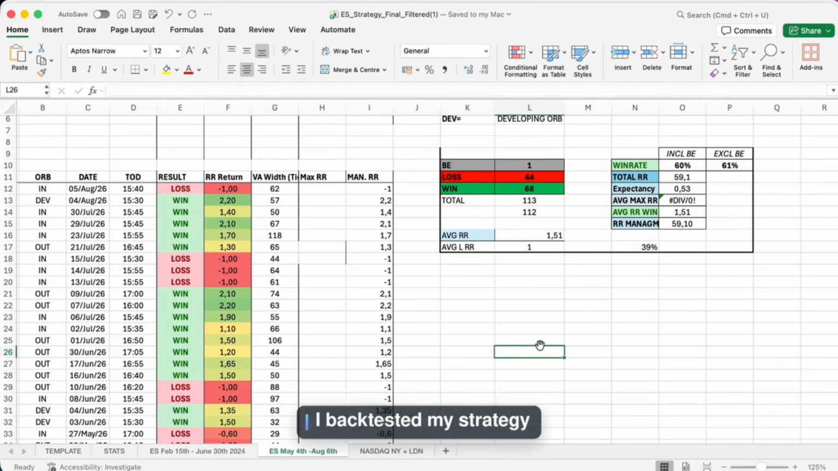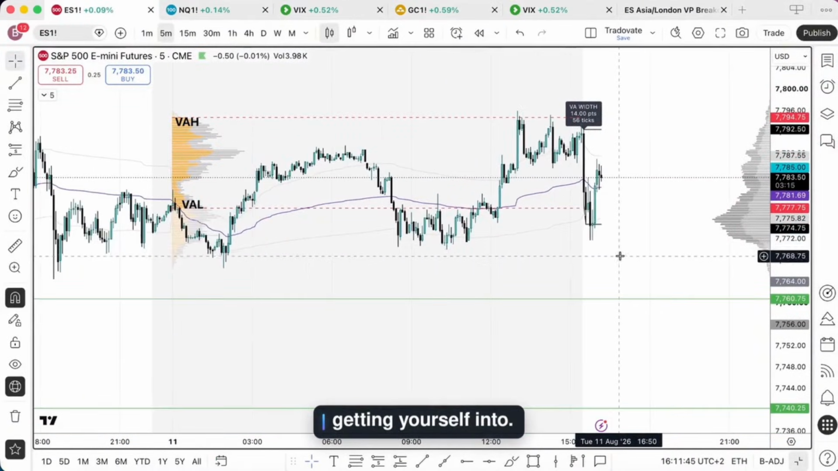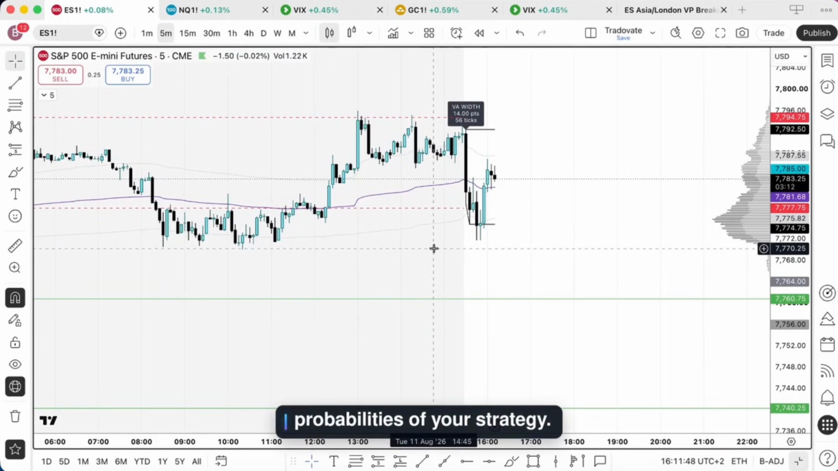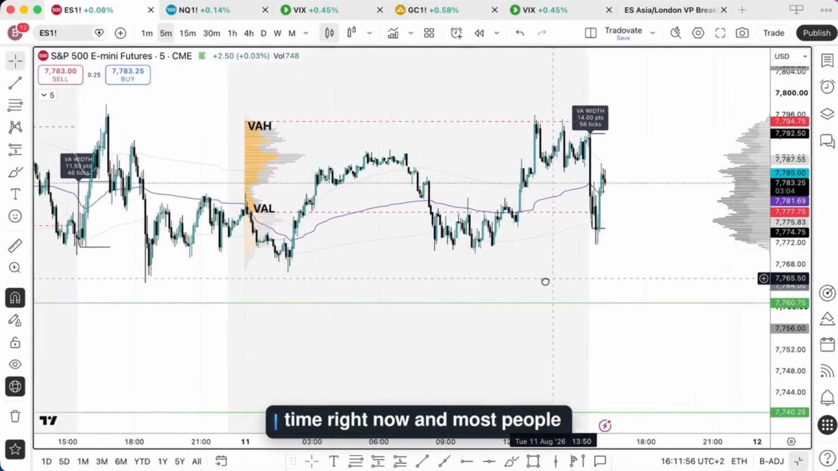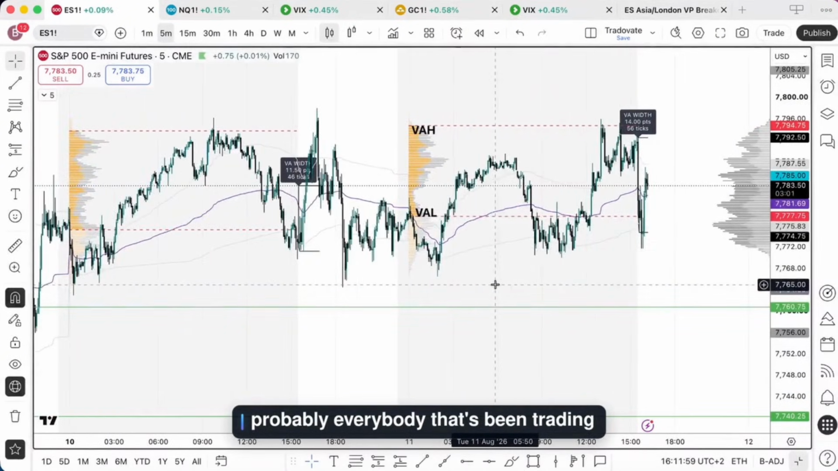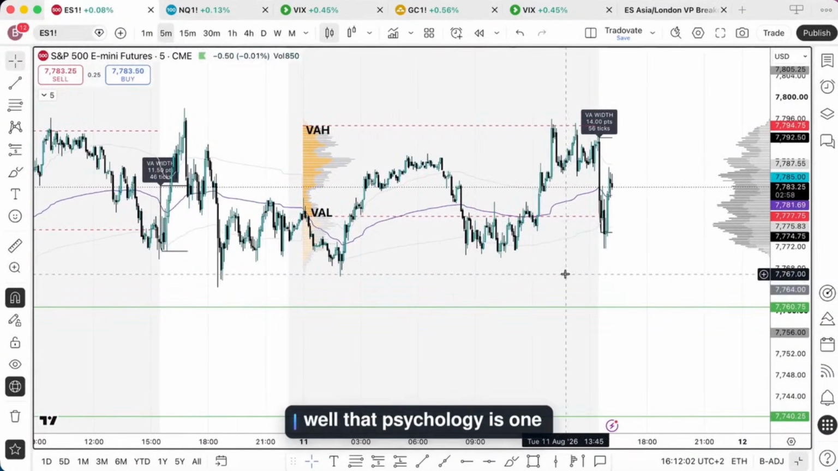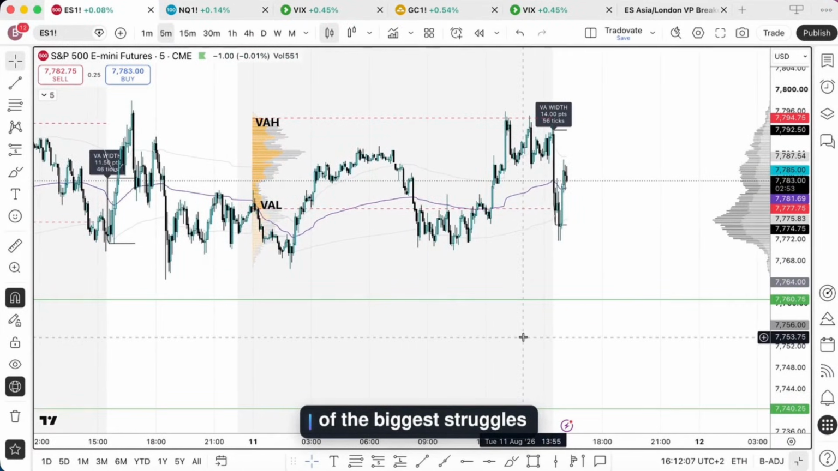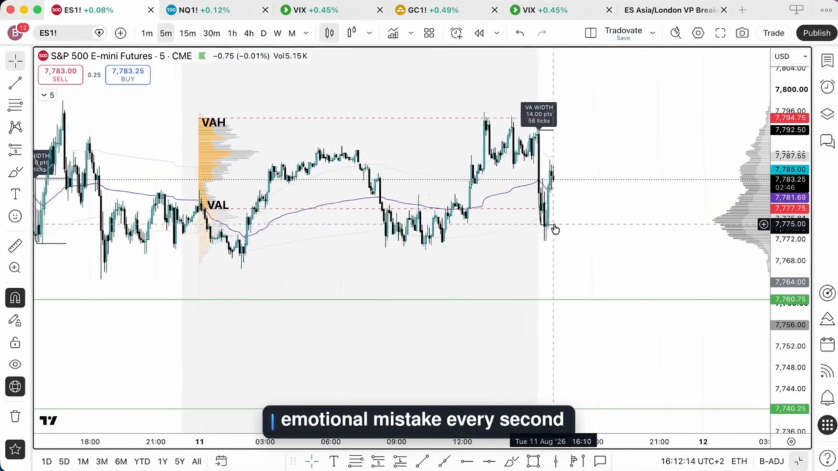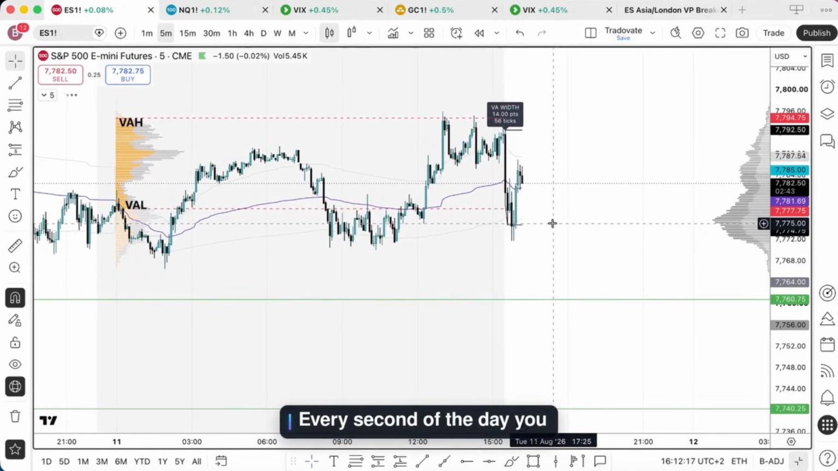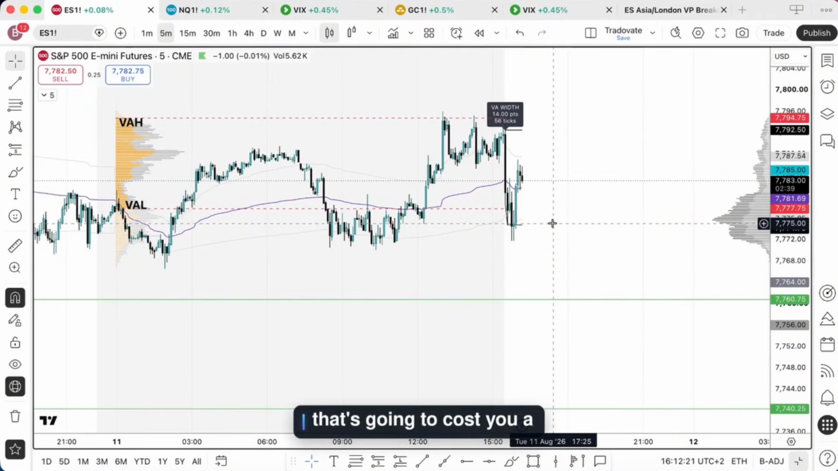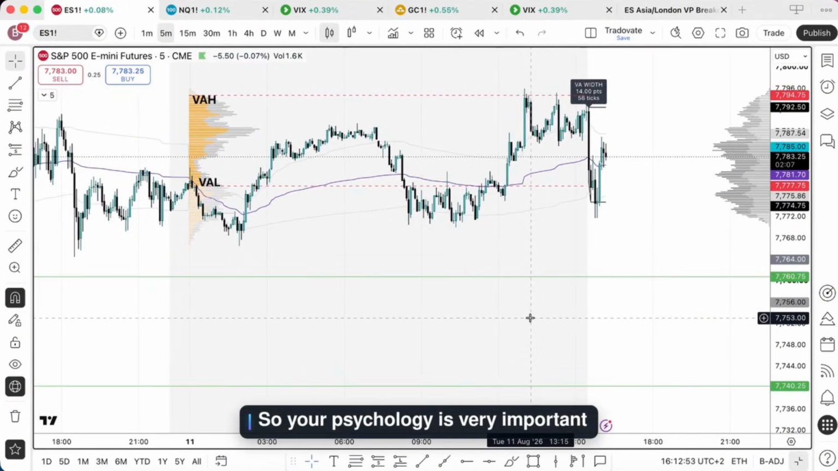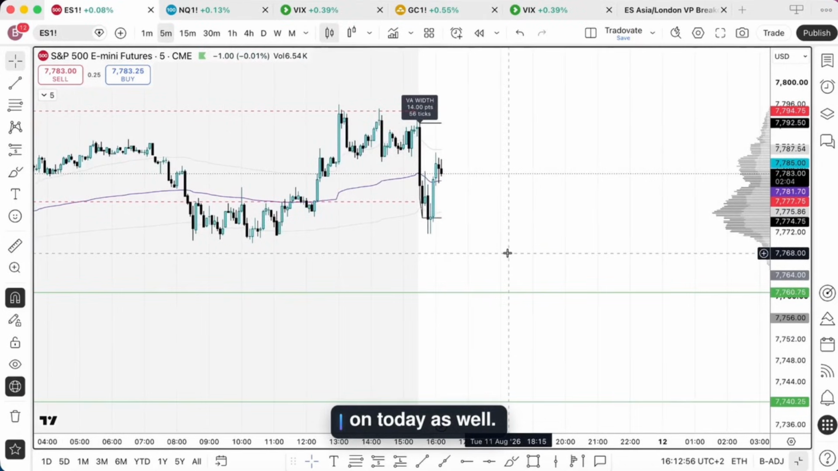So my point here is, guys, I backtested my strategy, and you should do the same. It creates confidence. You know what you're getting yourself into. You know your statistics, your probabilities of your strategy. My main focus is psychology. I've been trading for a long time now, and most people, probably everybody that's been trading longer than 2 years, knows very well that psychology is one of the biggest struggles most traders have, right? Because every second of the day you can make an emotional mistake, and that's going to cost you a lot of money. So your psychology is very important, and that's what we're focusing on today as well.